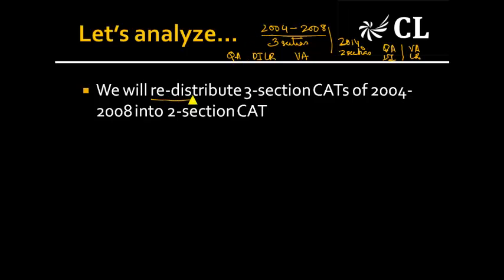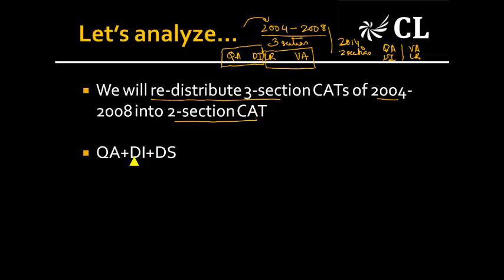We'll redistribute the 3-section test of 2004 to 2008 into a 2-section CAT. By that I mean I will club these two together in this test, and these two together in this test, like this: quantitative ability, DI, and DS, which is data sufficiency. There have been certain questions of data sufficiency asked in 2004 to 2008, and we'll club like this and then do the analysis.